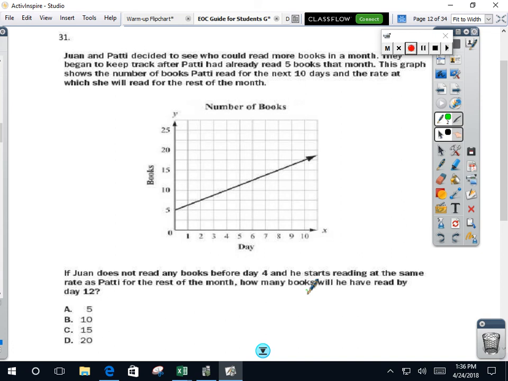The middle one of 10. Oh, like 17.5? Are you talking about right here, 17? That would be 17.5.